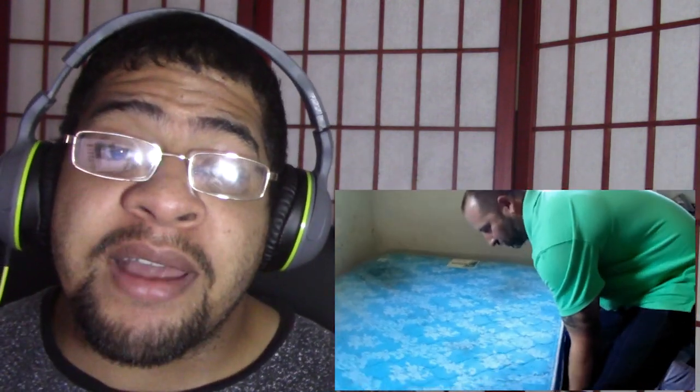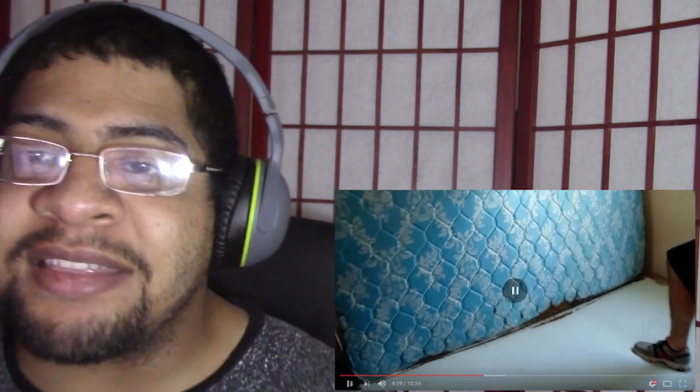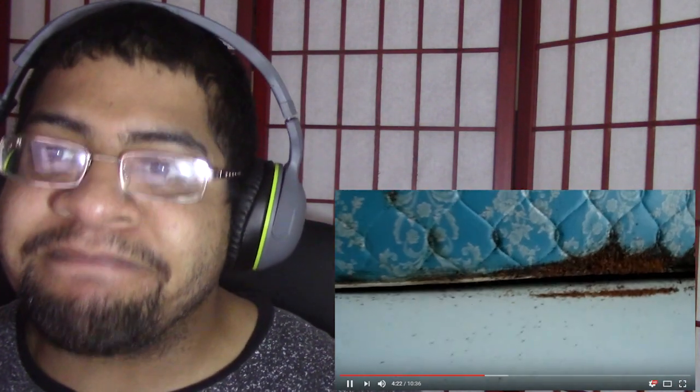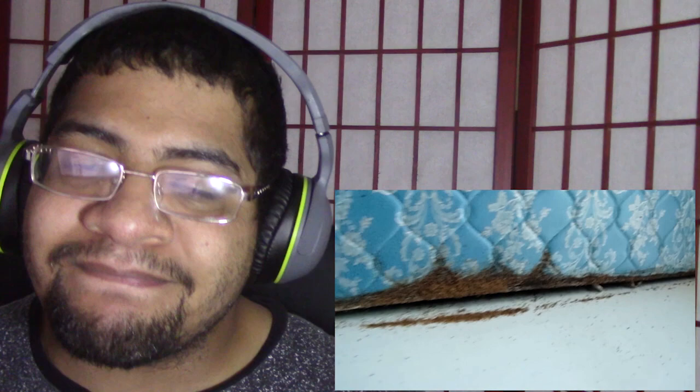I don't know why you'd even try to save this mattress. I really don't get it. Throw this shit in the fucking trash can. Look at that down there. Look at that big ass mat of shit. That is all dead carcasses, egg sacs, dead bed bugs. This mattress should be thrown out.